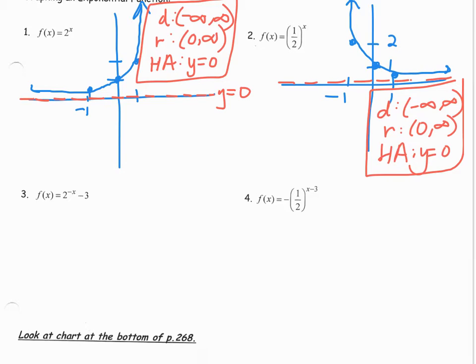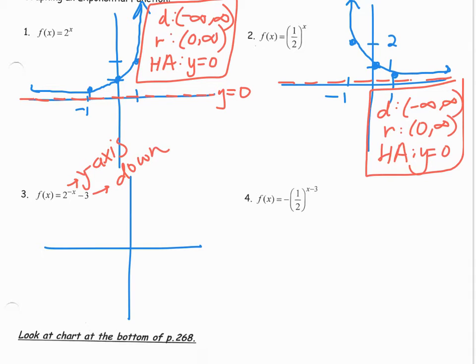All right, so we have a couple of the basic graphs down. Now let's do some shifting. Let's review this, because we haven't done this in a little bit. If I look at number 3, 2 to the negative x minus 3. First, remember, the negative x means over the y-axis. And then the minus 3 at the end means down 3.